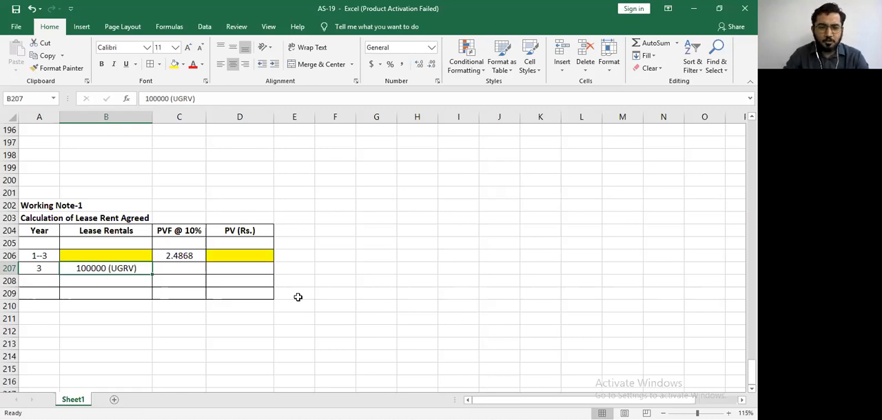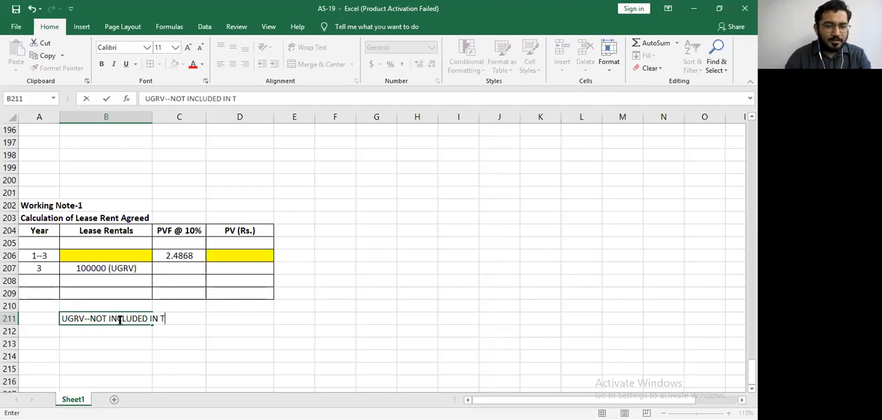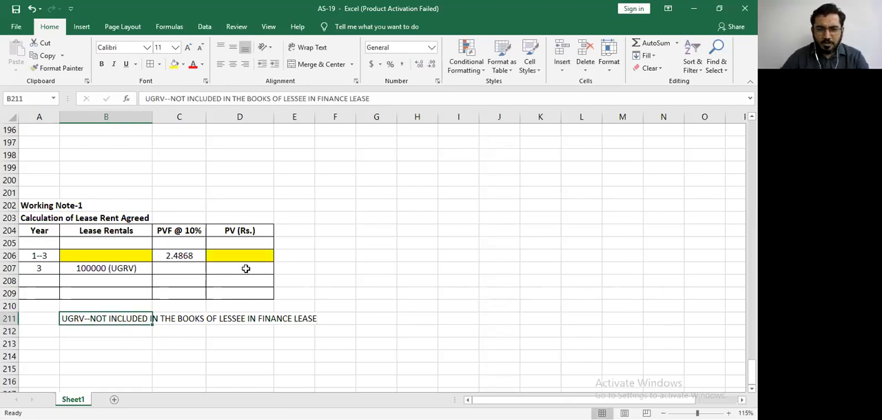Now please pay attention to what I'm writing over here. Unguaranteed residual value is not included in the books of lessee in finance lease. I'm writing in bold alphabets, please understand. I agree with this statement. I hope you all agree with this statement on your chat box. Yes or no? Do you agree with this statement कि फाइनेंस लीज में लीजी की बुक्स में अनगारंटीड रेसिडुअल वैल्यू इंक्लूड नहीं होता है? क्या आप इससे अग्री करते हो? Everyone agrees with this, right?